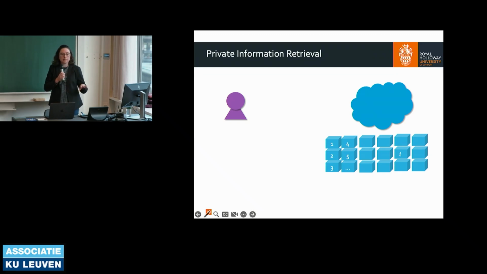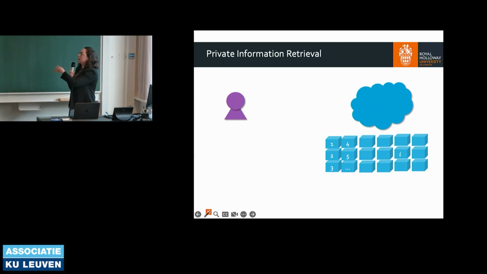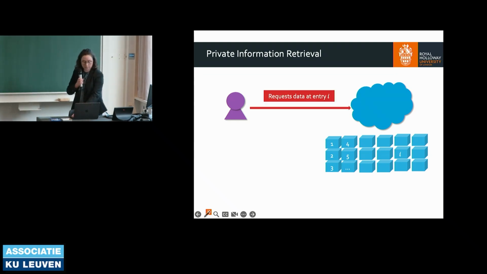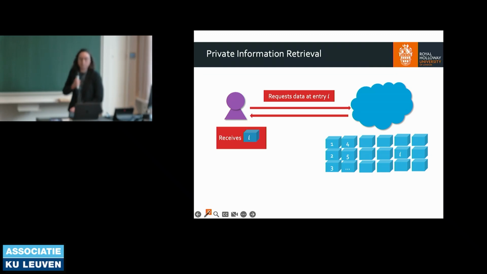So in this setting, we've got a client and server again. The server has some data set, some database, and each database entry is indexed by some number. In private information retrieval, what the client wants is the data at entry I. I'll say the security requirement in a second. What they want is for the server to send them something back that enables them to receive the data at entry number I. Very simple.